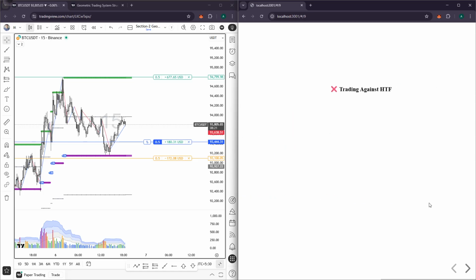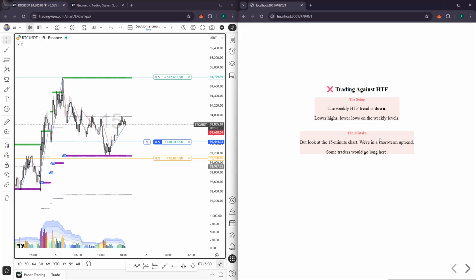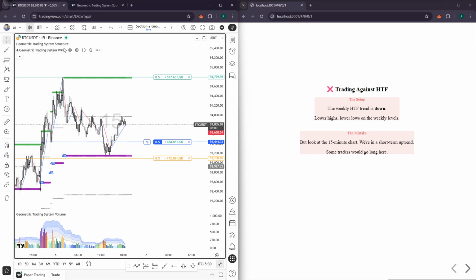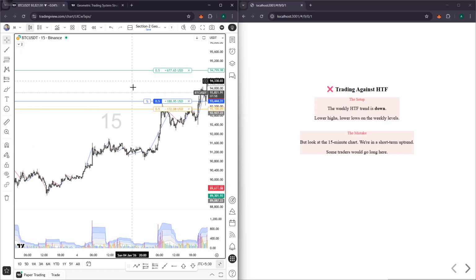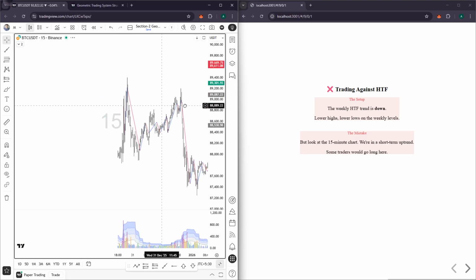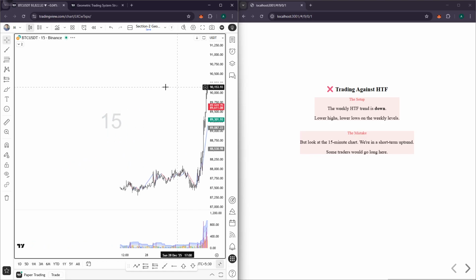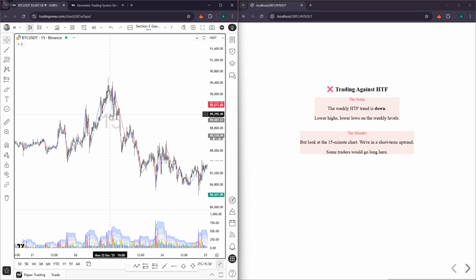All right. Now, trading against HTF has some downside. So let's see those. The weekly HTF trend is down, lower highs, lower lows on the weekly levels. The mistake that most traders make is that they look at the 15-minute chart, see a short-term uptrend, and some traders would go long here. So if I disable these, what would you say here? We are in a downtrend, right?